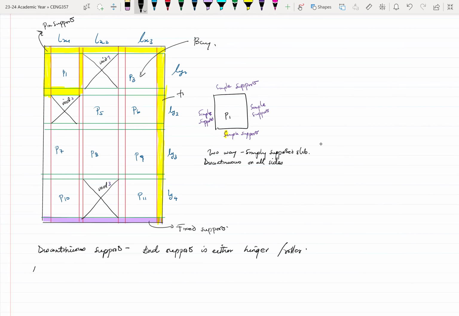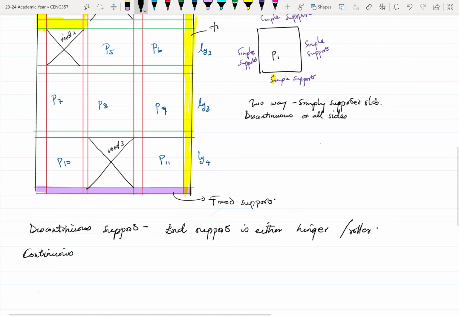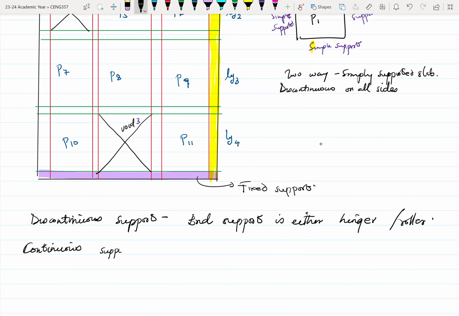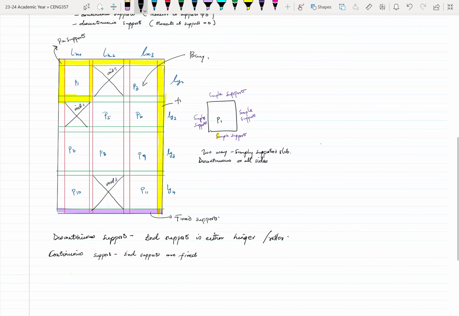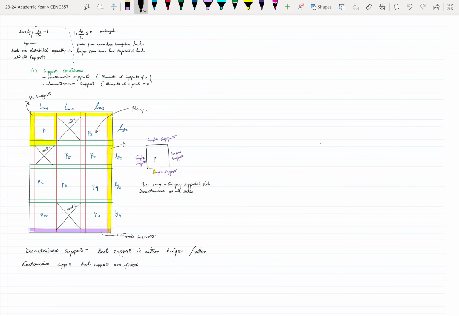And then if it's a continuous support, then this also means that the end supports are fixed. Okay? Let's just say they are fixed. It's easier that way without complicating matters. All right. So we will look at a few things, and I will look at how to analyze panels. All right.